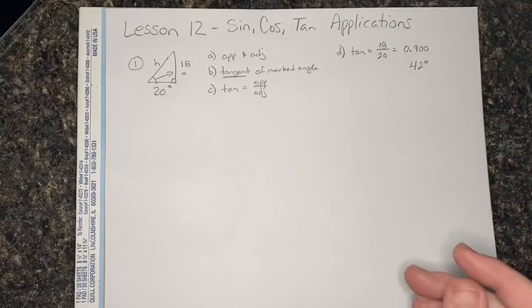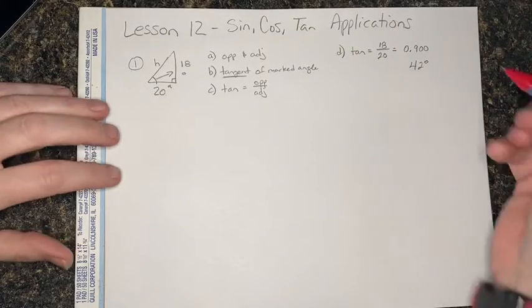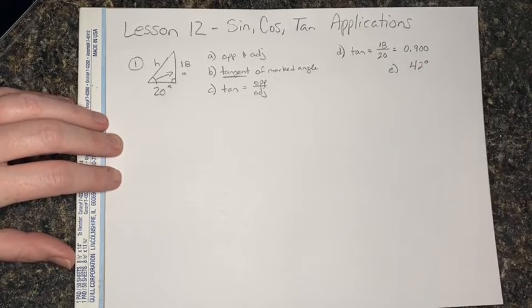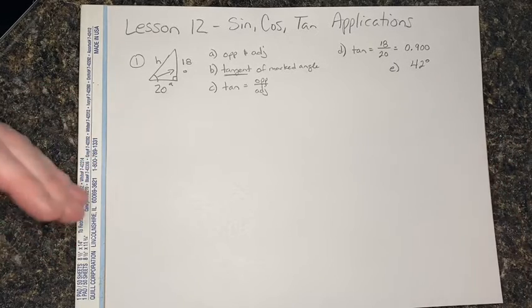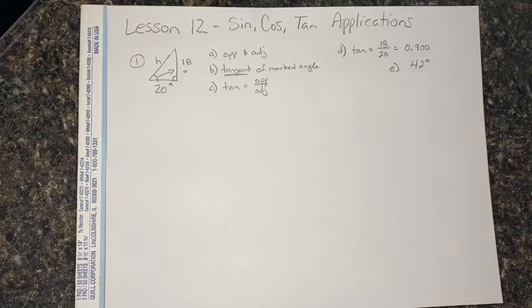All right, so then for part E, what is the degree of the marked angle? It is 42 degrees, okay? So we're using our tangent chart for application problems, figuring things out. And that's how we work through it, okay? Let's take a look at problem 2.